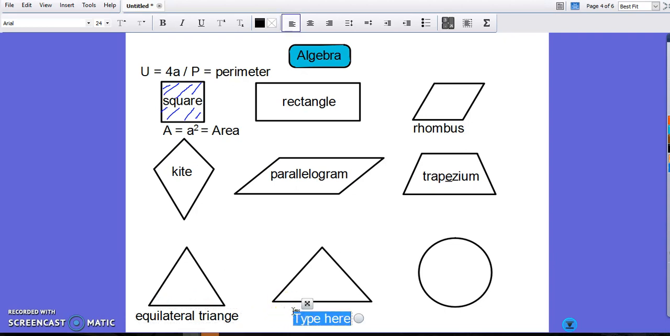I think this one looks like it's equilateral as well, but I just wanted to show you a triangle that only has two sides the same length. That's an isosceles triangle. And finally, we have a circle.